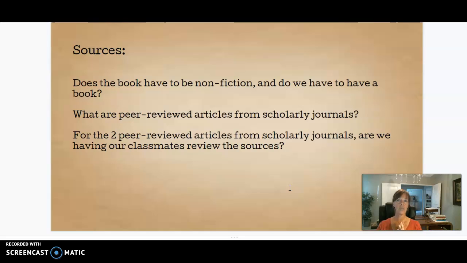and the editor will then look at that article, and if they deem it interesting and worthy, they will then send that article anonymously, they won't know who the author is, to 2 or 3 experts in the same field as the original author. So they are the author's peers. And then they're going to look at that article and they are just going to dissect it.